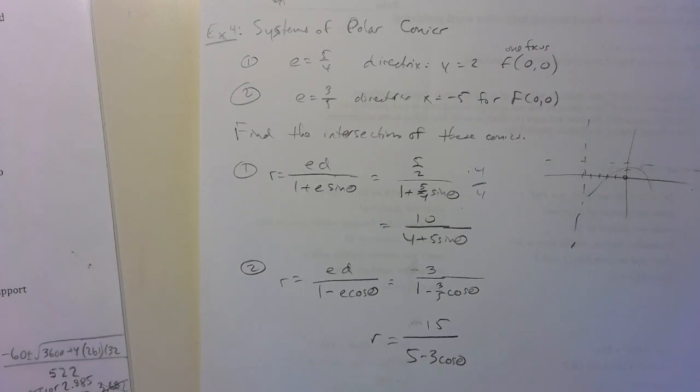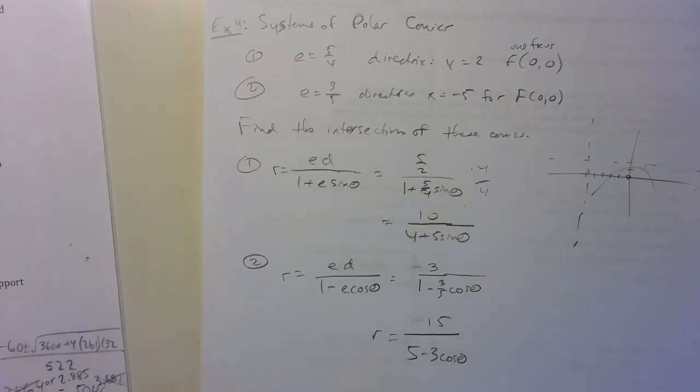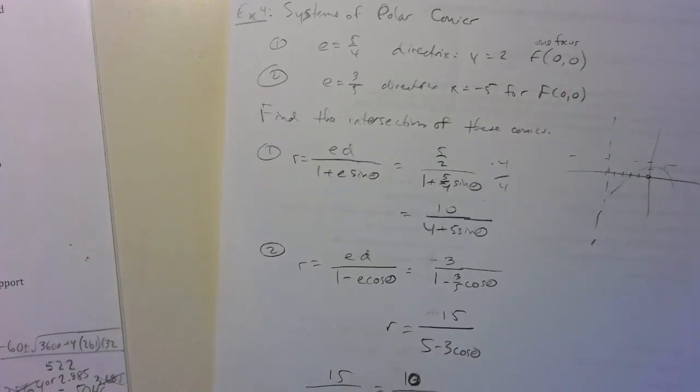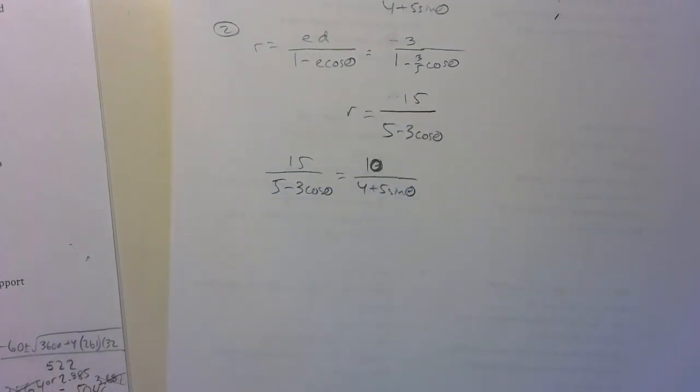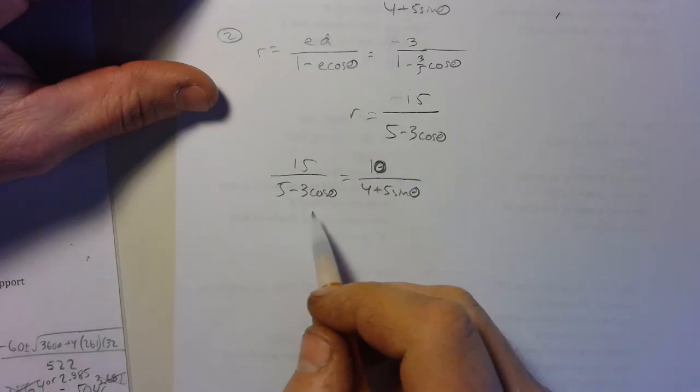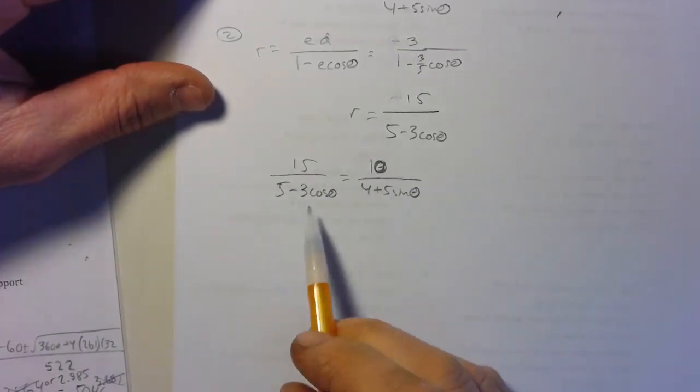So we have our two equations. We just have to figure out where those two equations are going to be equal to each other. We'll set 15 over 5 minus 3 cosine theta equal to 10 over 4 plus 5 sine theta. There are going to be some systems that are easier to do if we just have the polar form, and maybe this is going to be one of them. Usually, if it asks you to do polar form, it's going to be easier that way.